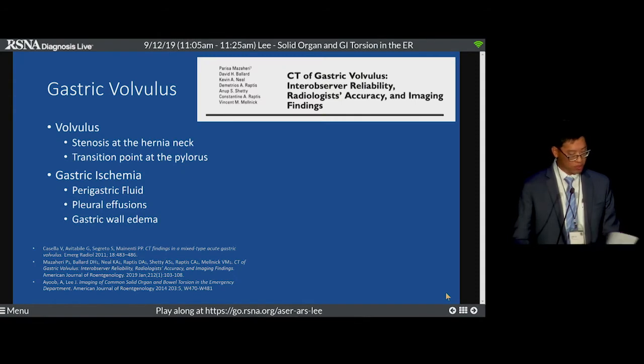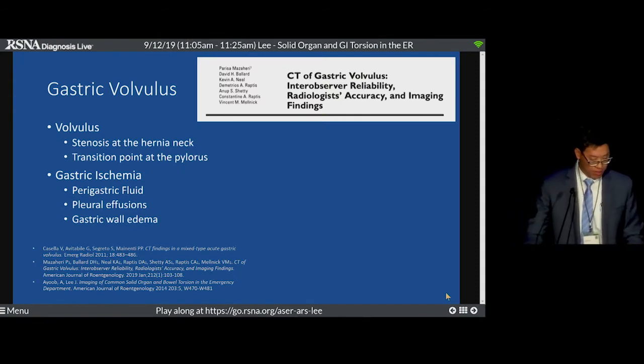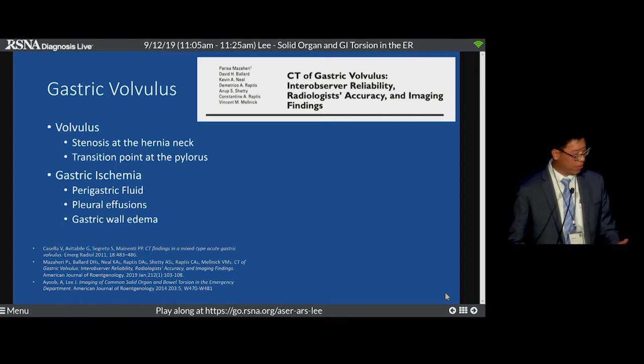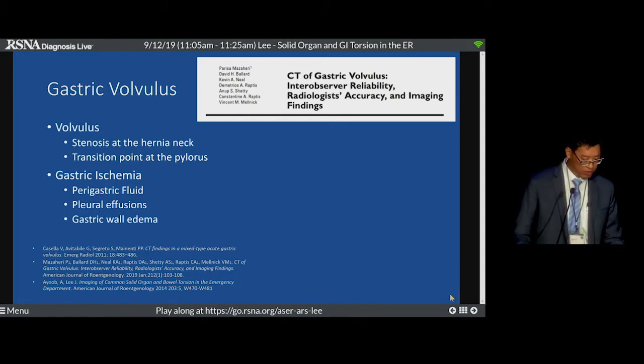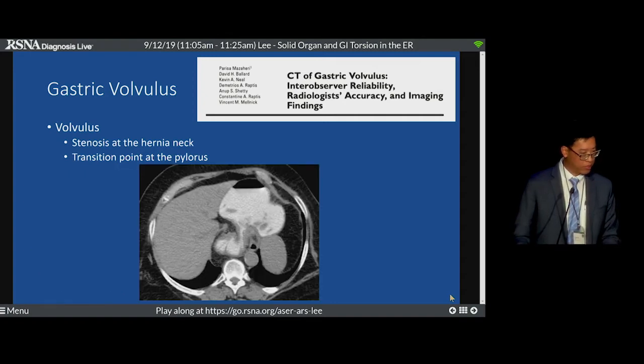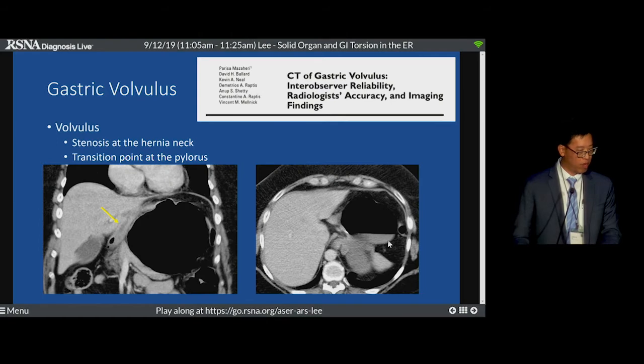So just to spend a little bit more time on a study that was done by Dr. Melnick's group at Mallinckrodt, which showed the most sensitive signs for detecting volvulus are a transition point at the pylorus and stenosis of the hernia neck, as we can illustrate in this companion case. You can see that there's stenosis here at the hernia neck, and in this other case of volvulus, there's a transition point at the level of the pylorus.